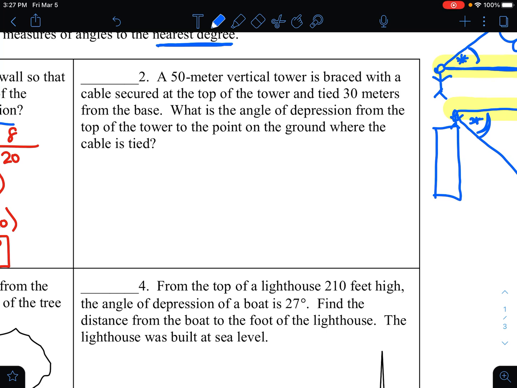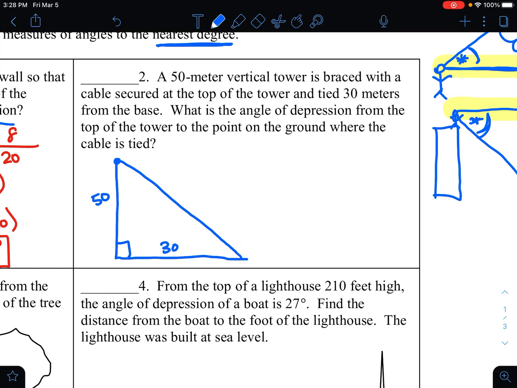All right, I'm going to start with my 50-meter vertical tower, and I'm just going to represent that with a vertical line. Okay, so there's my 50-meter vertical tower. It's braced with a cable secured at the top, so I'm going to start here, and tied 30 meters from the base. So my cable is going to come through here diagonally, and it is secured 30 meters from the base. So the distance here is going to be 30. All right, so there's my right angle.